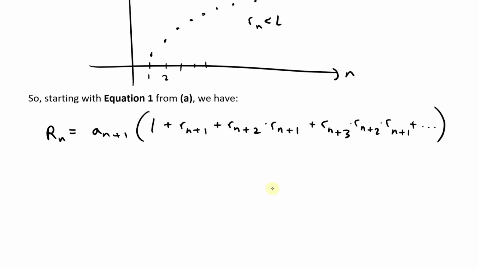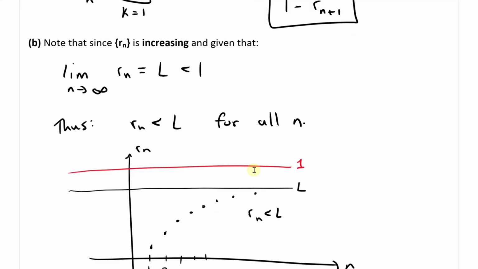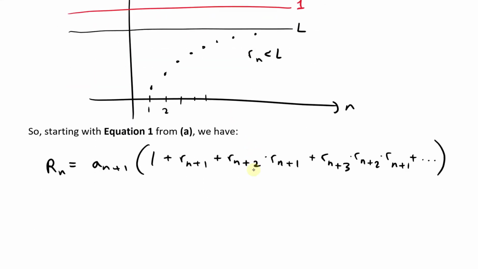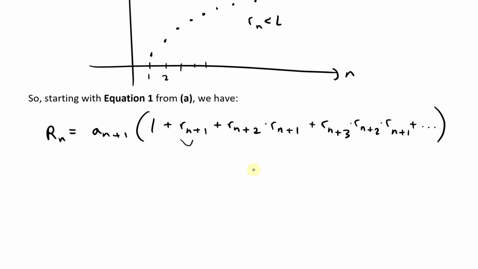And now we know that Rn is going to be less than L for all n, and this is the important part right here. I'll circle this. So Rn is less than L. In other words, Rn plus 1 is going to be less than L. It's going to be less than L, not less than or equal. So it's less than L, and then this part right here is also going to be less than L.